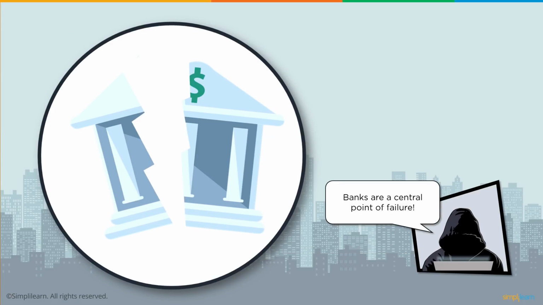Now, banks in such an ecosystem act as a center point of failure. It is a centralized system which is prone to failure from a centralized point of view. So if the bank fails, all the transactions which are dependent on the bank will come to a halt.